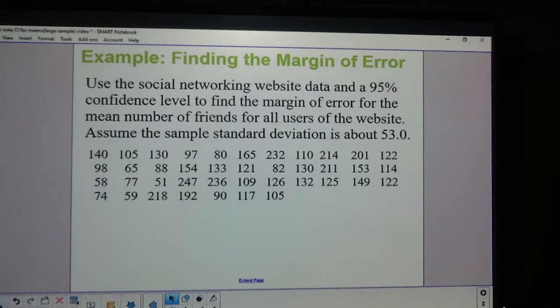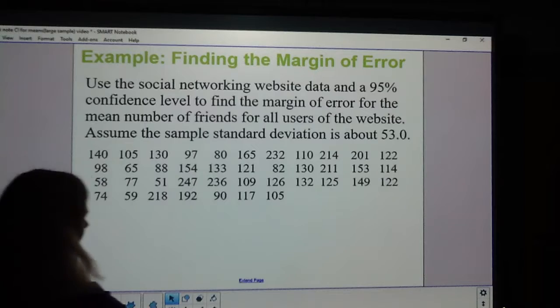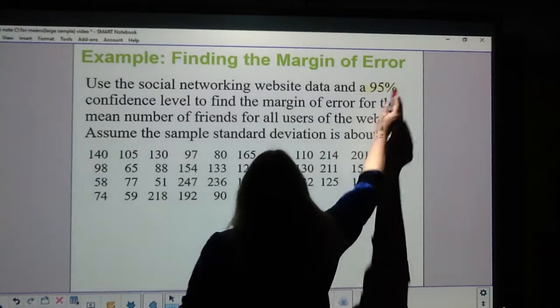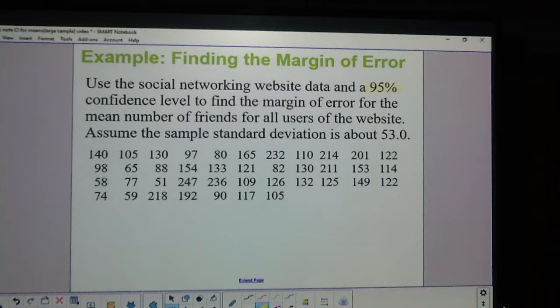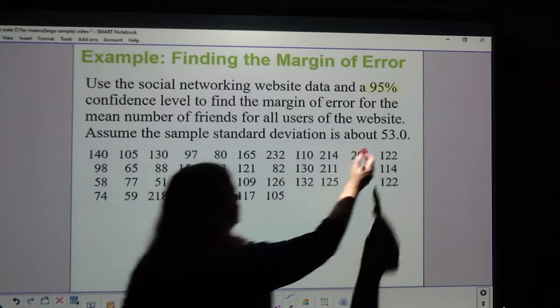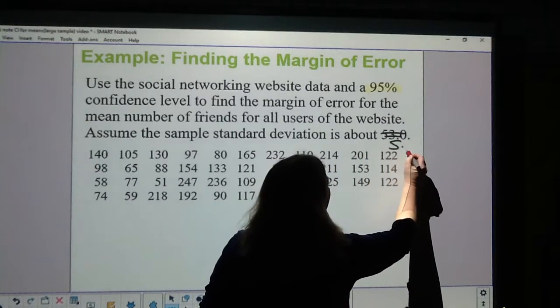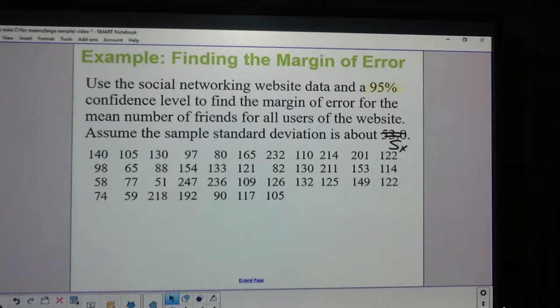So this is that same data that we just put in our calculator. So we're going to use social networking website data, 95% confidence. So it tells us our confidence level to find the margin of error for the mean number of friends for all users of the website. And we don't need to assume the sample standard deviation is about 53. We are just going to use what's in our calculator, that S sub x. So we don't have to type in 53. We're going to use what's in our calculator.